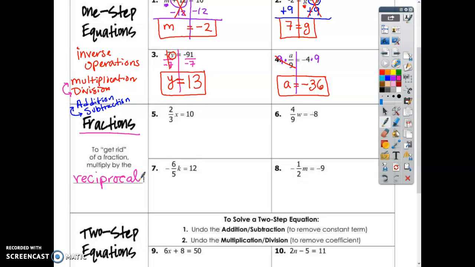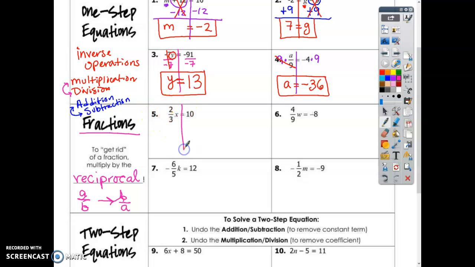Reciprocal. So for example, the reciprocal of A over B is B over A. These are reciprocals of each other. You just flip it. Se voltean. That's the reciprocal. So right here for problem number 5, this is a fraction.